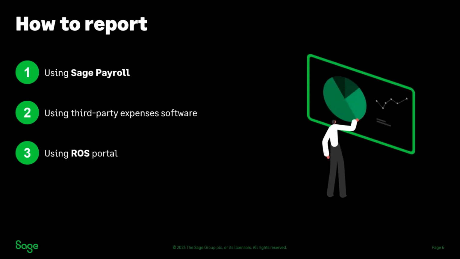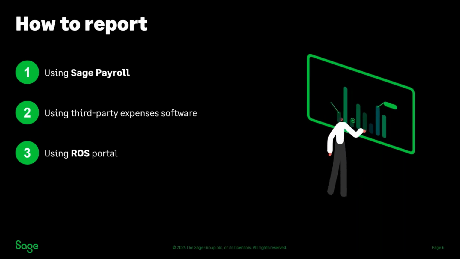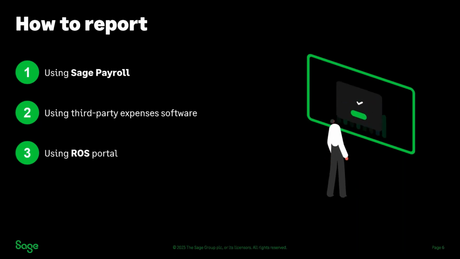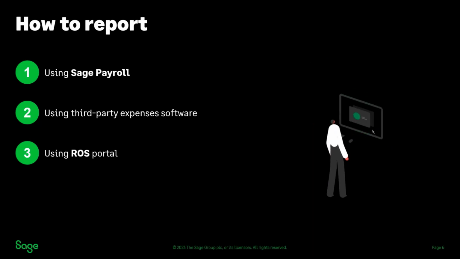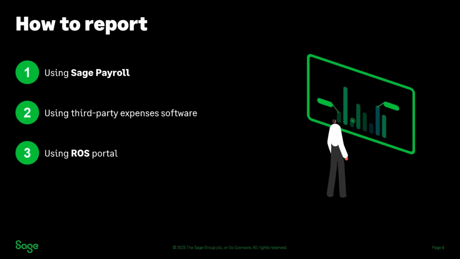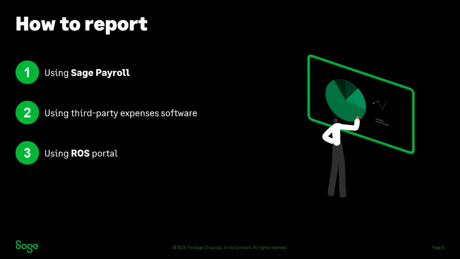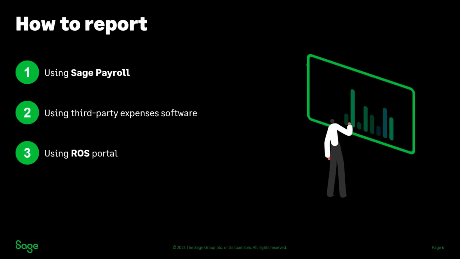The second option is you may be able to report using third-party expenses software. So if you have an expenses system that you use to deal with paying out expenses, that might have the ability to either submit the ERR directly to revenue or even to export a file that you can then upload to the ROS portal. And the third option is using the ROS portal, you can manually submit expenses, or as mentioned, you can import a file in the correct format.